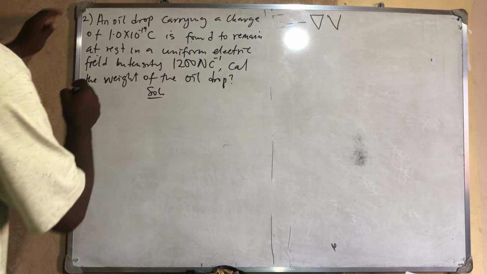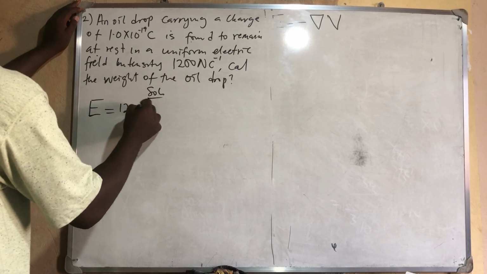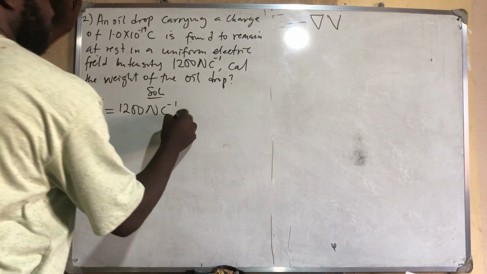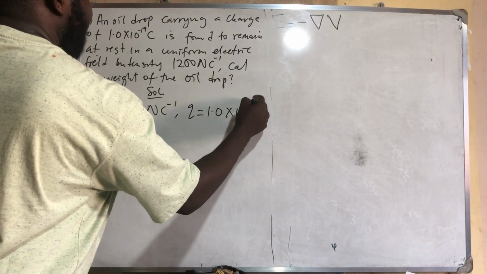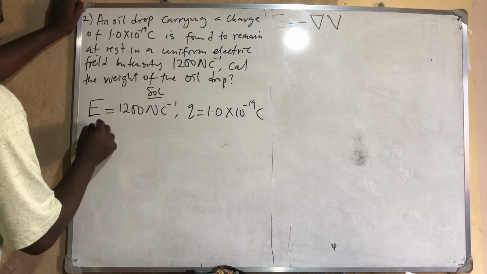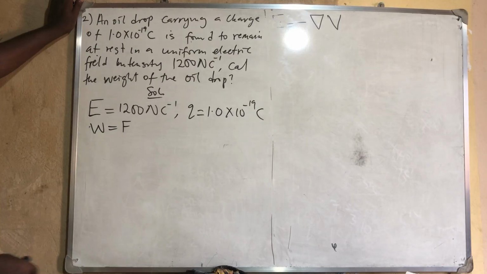Now, the first thing they gave us is the electric field strength or electric field intensity E, which is 1200 Newton per coulomb. Please always learn how to bring out your parameters. The next thing they gave us is charge. Charge is 1.0 times 10 raised power minus 19 coulomb. And they say we are looking for weight. Weight is measured in Newton, and the force is equally measured in Newton. So they're equally asking us force.